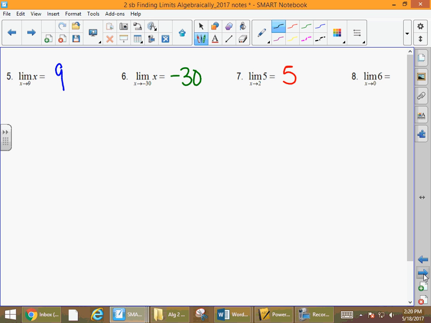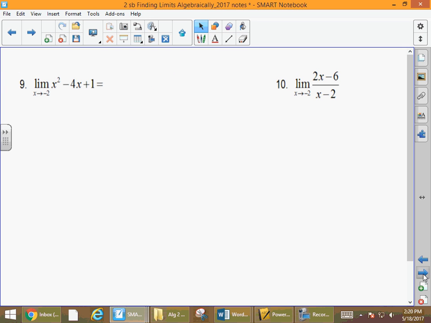Same thing here with number 8. The limit of 6, as x approaches 0, again, we're not putting anything into the function, so we're not going to change that value. So hopefully, as we work through those, they seem not too complicated. A little bit more direct substitution.